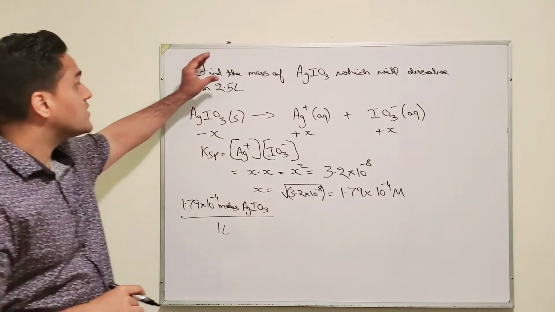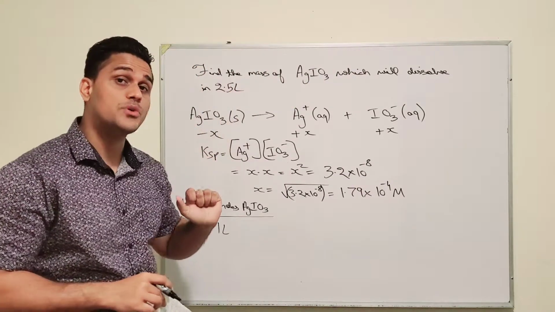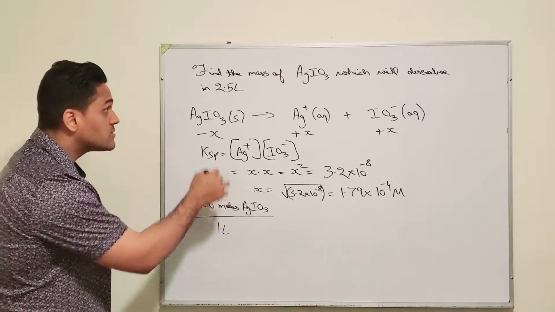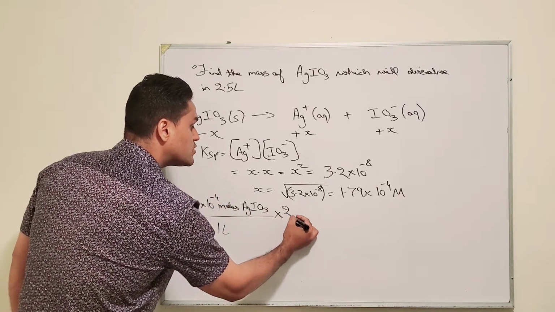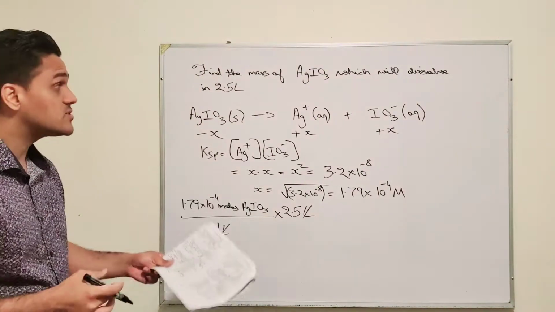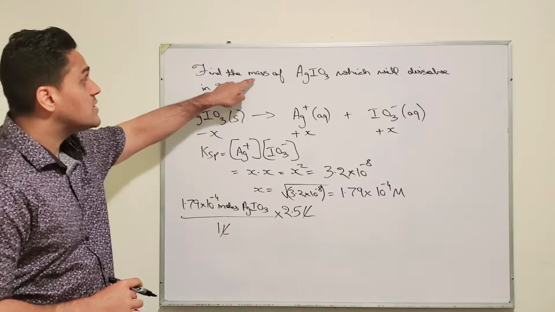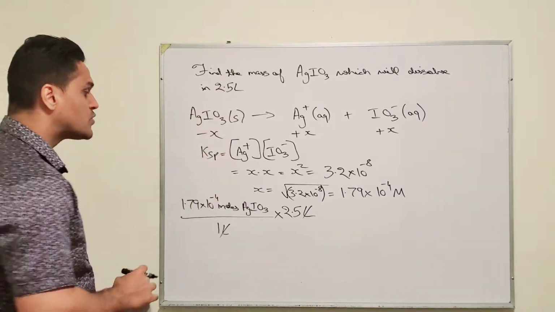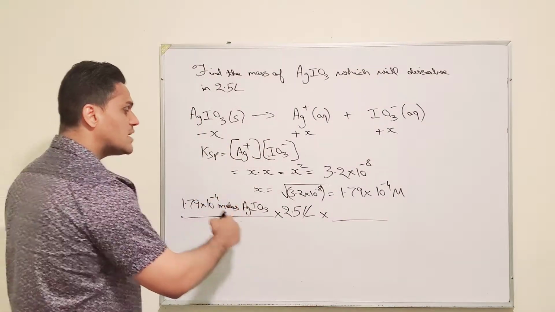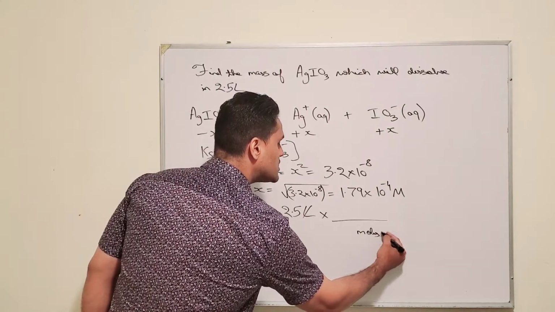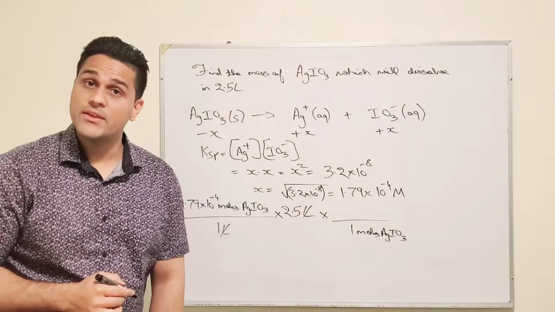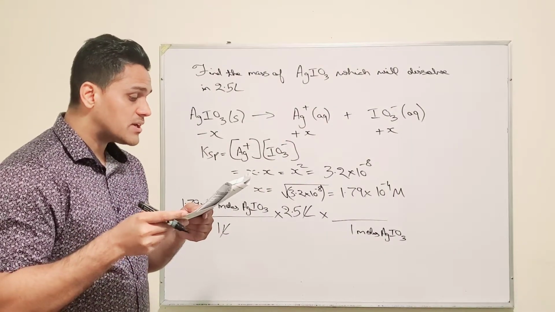Now the question is asking us how much mass of AgIO3 will dissolve in 2.5 liters. So first, we're going to ask ourselves how many moles are going to be dissolved in 2.5 liters. We're going to times this by 2.5 liters. Liter cancels. So this tells me how many moles are dissolved in 2.5 liters. But the question is asking me to find the mass, which is grams. So in the next step, we're just going to turn these moles into grams. We have moles of AgIO3 at the top, I put moles of AgIO3 at the bottom, and 1 mole of AgIO3 is going to be equal to its molar mass. So you can find the molar mass at your end.